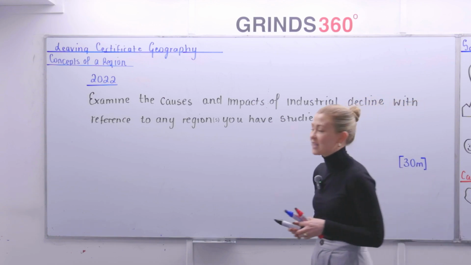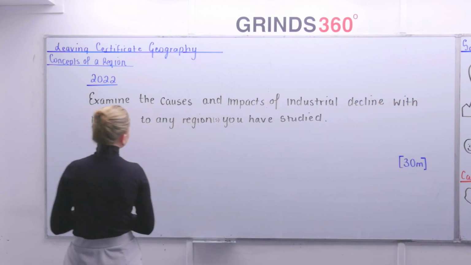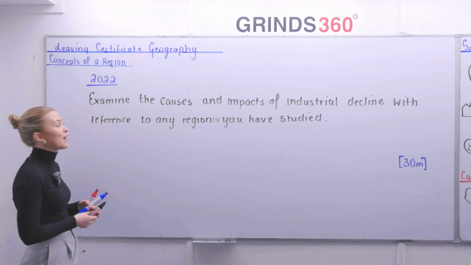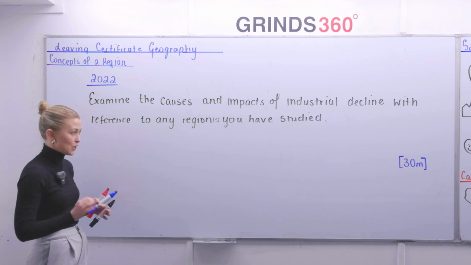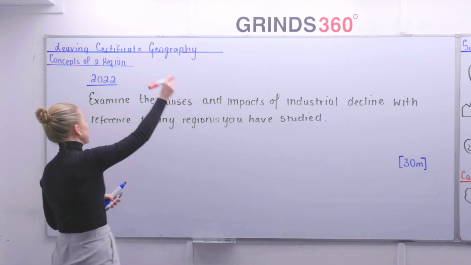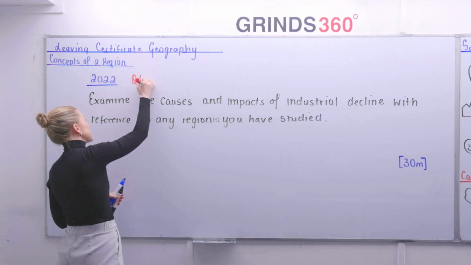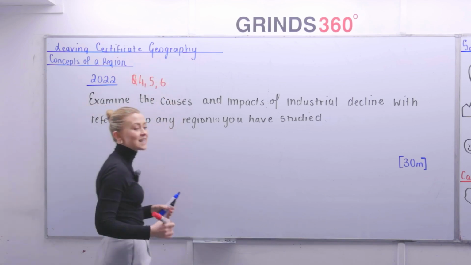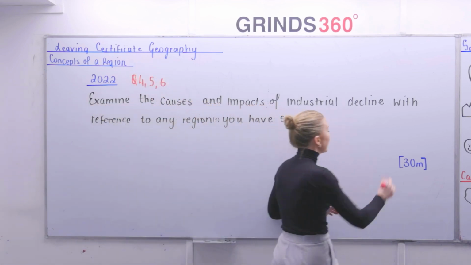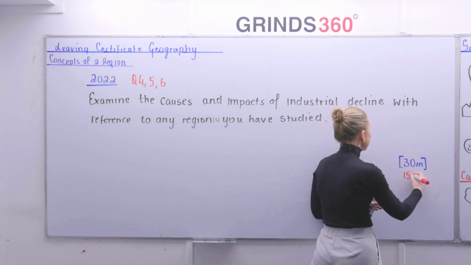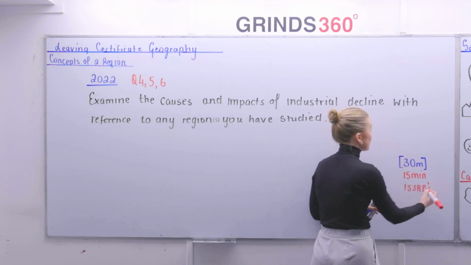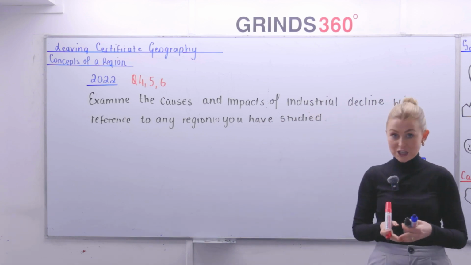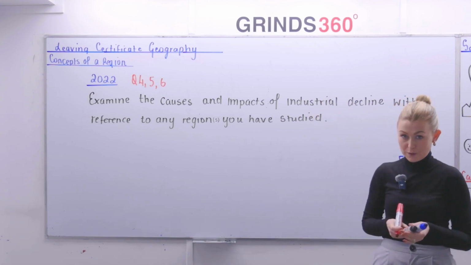In 2022, the examiner said, examine the causes and impacts of industrial decline with reference to a region or regions that you have studied. This is a regional geography question, which means it can appear as part of questions number 4, 5 and 6 in my Leaving Cert exam. It's worth 30 marks, and 30 marks to me is 15 minutes of my time, and it requires 15 significant relevant points at 2 marks each. 15 SRPs at 2 marks each.